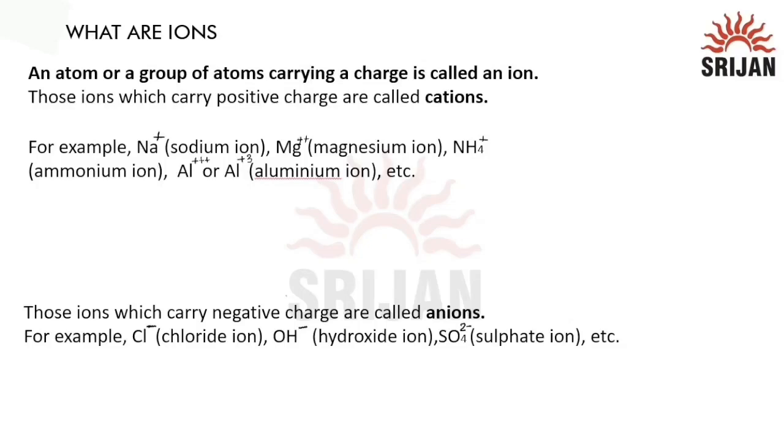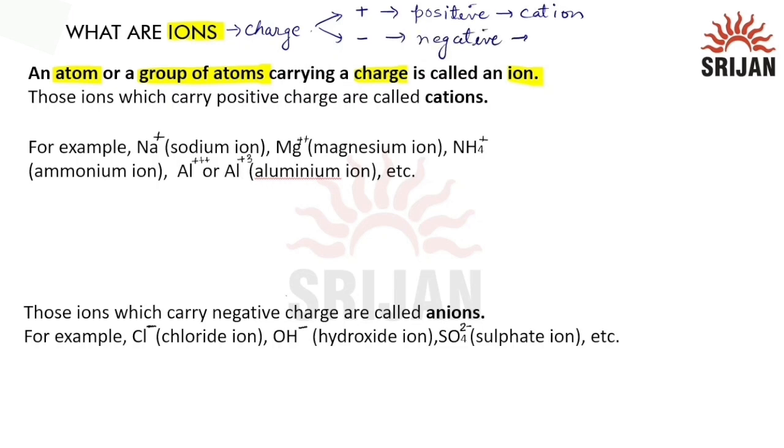Everyone, now we are going to discuss ions. Basically, ion means charge. We can define that an atom or a group of atoms carrying a charge is called an ion. We know that charge can be of two types, plus and minus. This plus is known as positive charge, and in the language of chemistry it is known as cation, and negative charge in the language of chemistry is known by the name of anion.